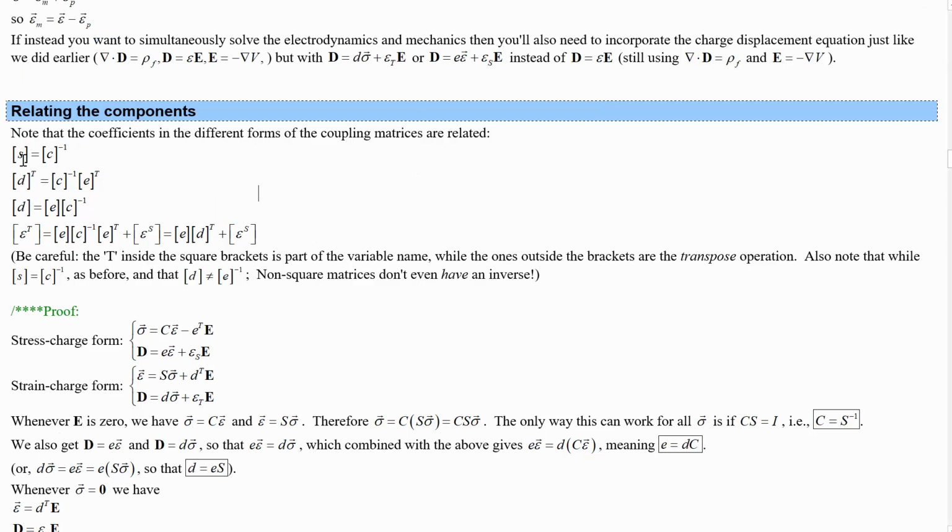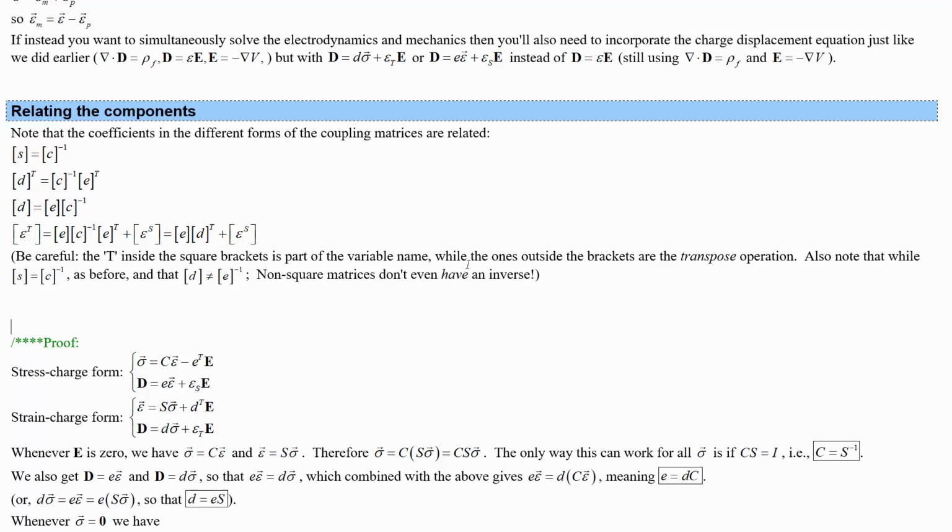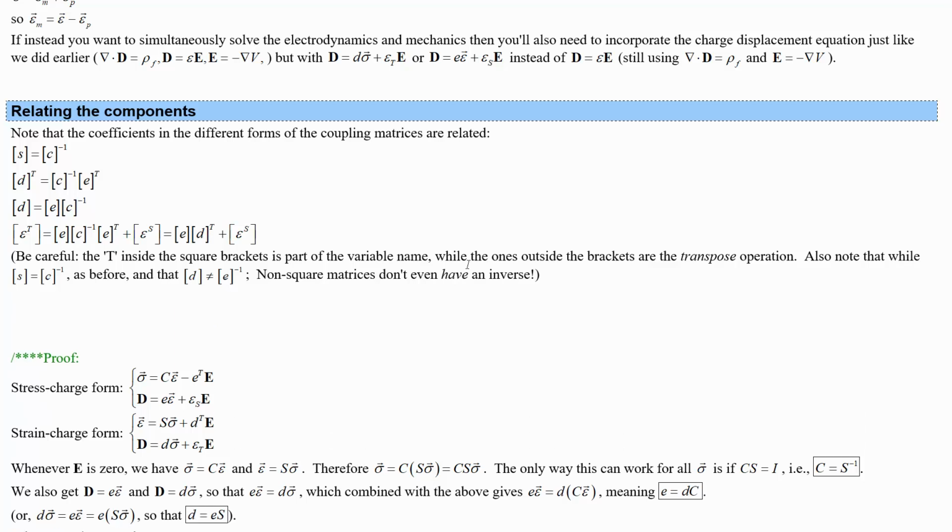Up next, some relationships between the components. The compliance matrix and the stiffness matrix are inverses of each other, which we know from before. That's still going to be the case. And the piezoelectric D and E matrices are related by the stiffness or compliance matrix. And then the permittivities are related through the piezoelectric matrices. Let's work out how you can figure this stuff out.